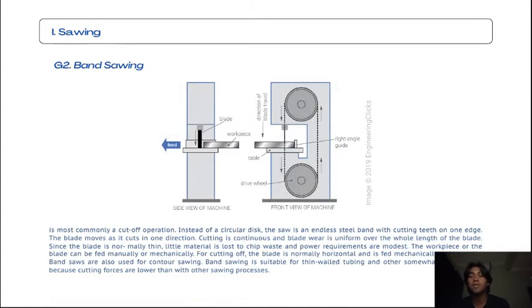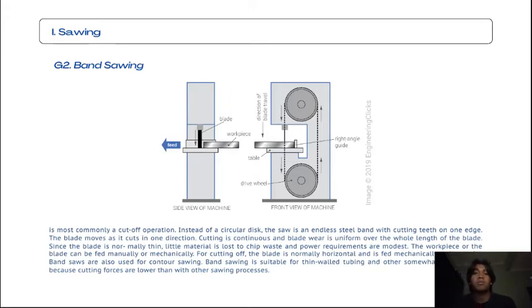The second subtopic from sawing is band sawing. It is most commonly a cut-off operation. Instead of a circular disc, the saw is an endless steel band with cutting teeth on one edge. The blade moves in one direction as it cuts, so cutting is continuous, and blade wear is uniform over the whole length of the blade. Since the blade is normally thin, little material is lost to chips. Waste and power requirements are modest.